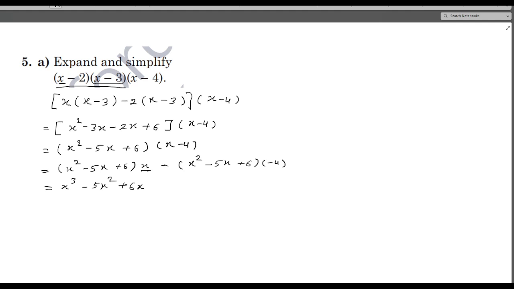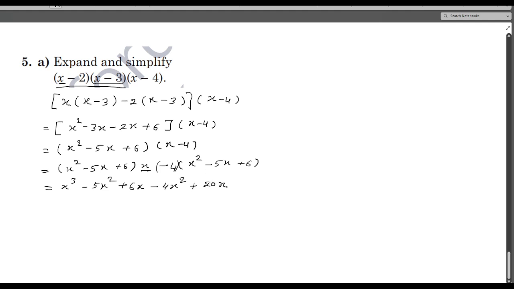Here I have to use the minus 4. Minus 4 is multiplied by this whole thing. So this is minus 4x square, then minus 4 times minus 5 is plus 20x, and minus 4 times 6 is minus 24.